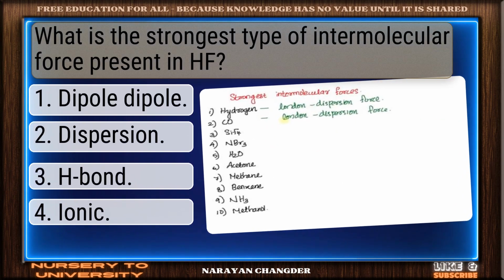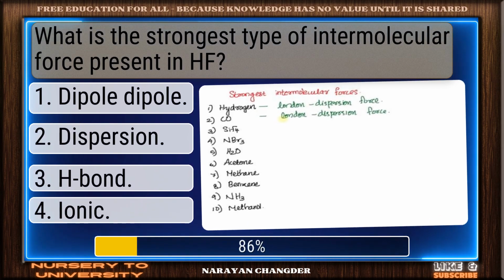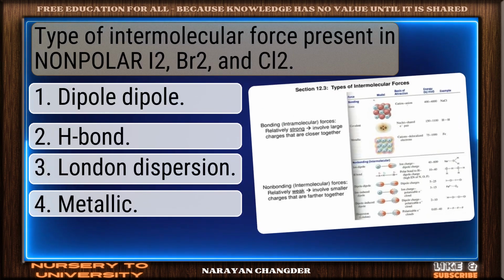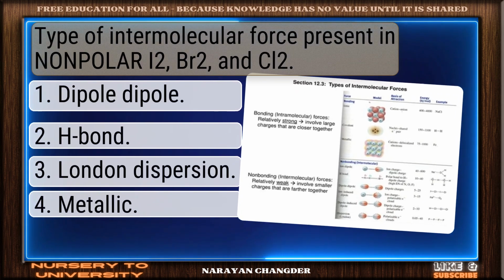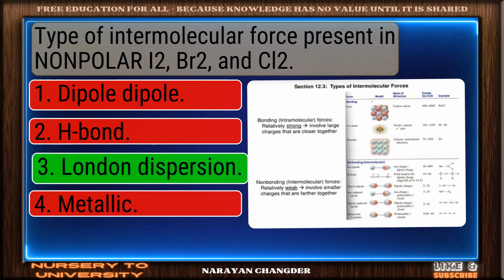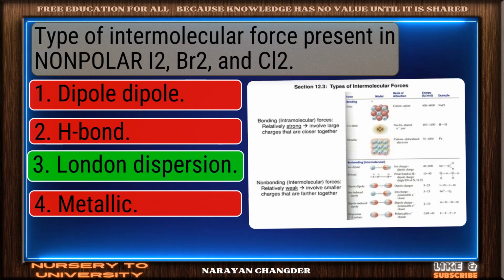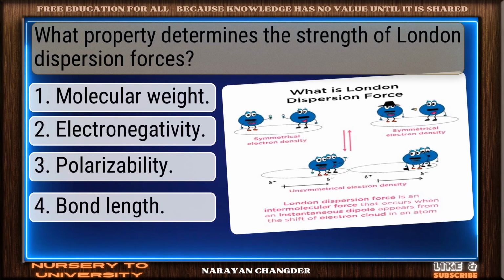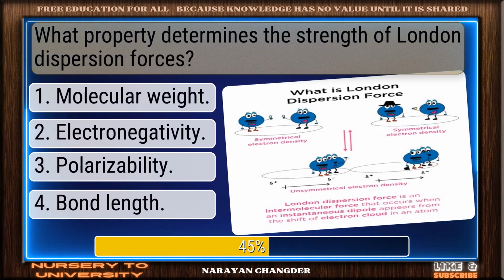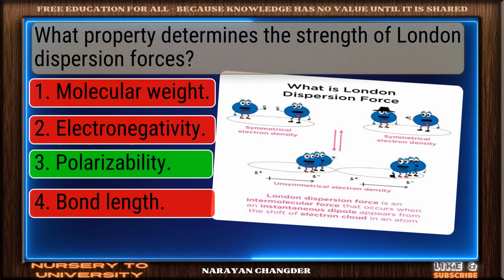What is the strongest type of intermolecular force present in HF? Correct. H-bond is the right answer. Type of intermolecular force present in nonpolar I2, Br2, and Cl2. Smart pick. London dispersion is the correct choice. What property determines the strength of London dispersion forces? Right again. Polarizability is a valid answer.